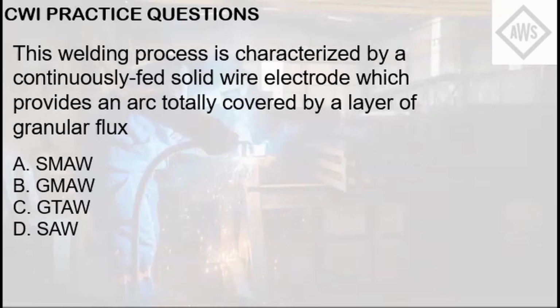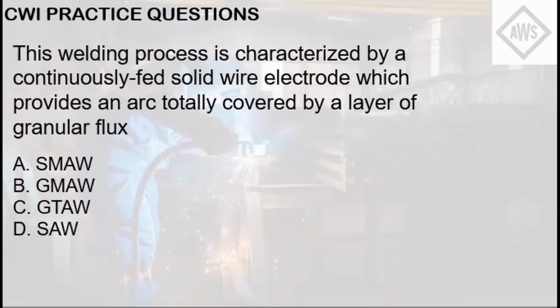GMAW, while it has a continuously fed solid wire, doesn't have a granular flux. Letter C, GTAW, does not have a continuously fed solid wire. It has a tungsten electrode with filler metals that you have to fuse to the base metal. So letter D, SAW or submerged arc welding. That's why the term is submerged, because the arc is submerged in a layer of granular flux, and it is a continuously fed solid wire electrode through that machine.